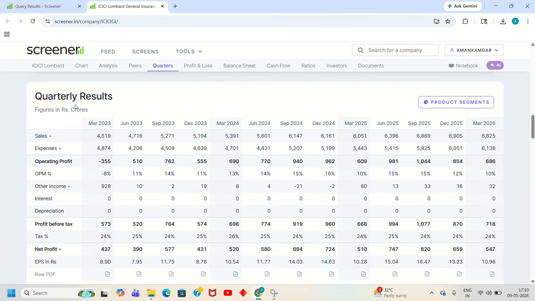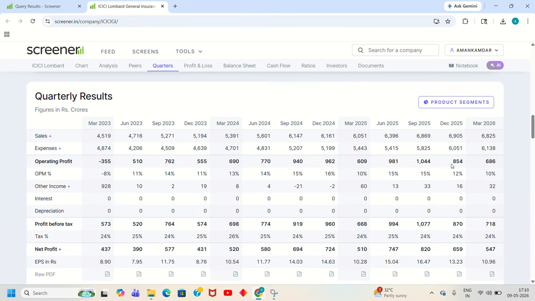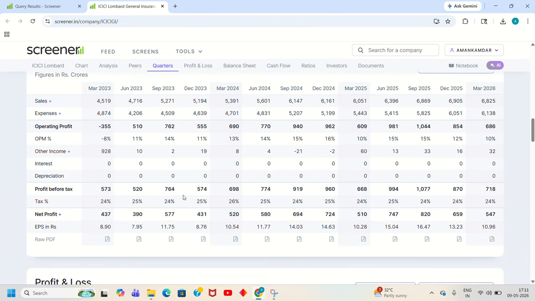Now let's moving to the quarterly results. So we can see that in sales there is an increasing trend in sales. Now operating profit, however, for the last 2 quarters, operating profit has decreased, as we can see in the last 2 quarters. The profit before tax, the same effect has been seen in the profit before tax and net profit as well.